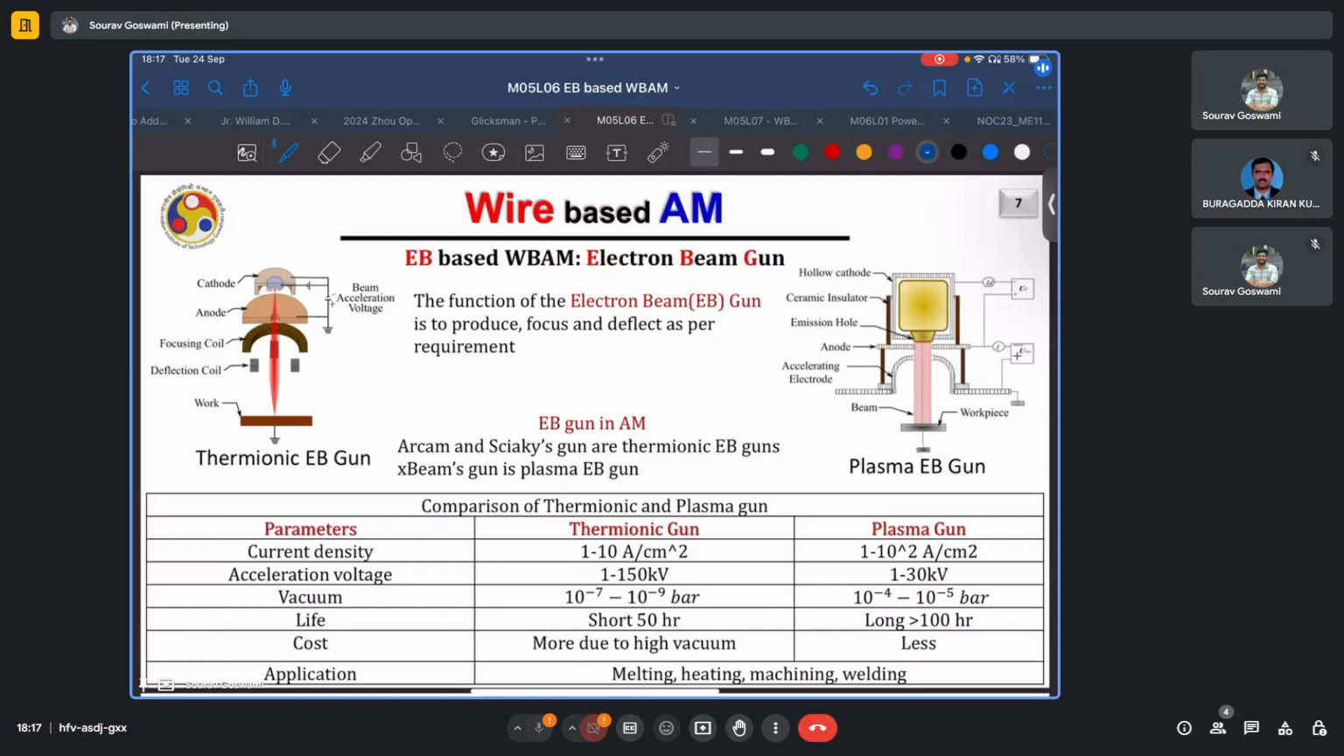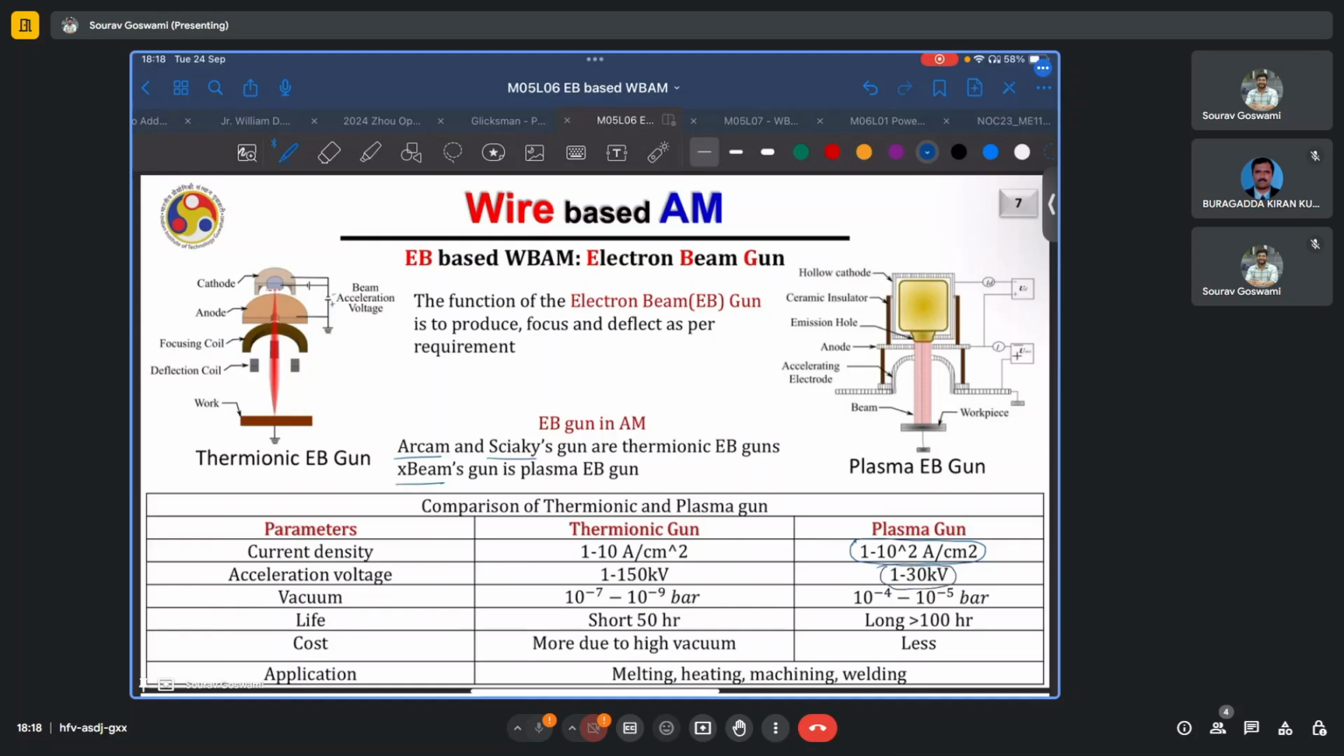Commercial systems by RCAM and Seaki use thermionic electron beam guns, whereas the company X-beam uses a plasma electron beam gun. Now, typically, plasma gun has current density which is, say, up to one order higher than thermionic guns, and the requirement for acceleration voltage is also lower. For thermionic guns, you need acceleration voltage up to 150 kilovolts, whereas for plasma guns, only up to 30 kilovolt is sufficient.